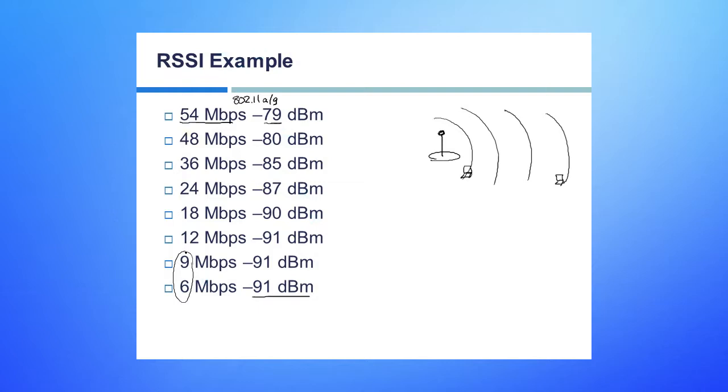So what's happening is that it's harder to receive because I'm not at a maximum level, and so your throughput actually goes down as you take your distance away.